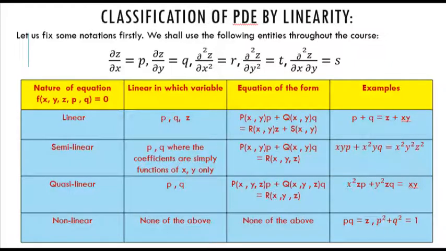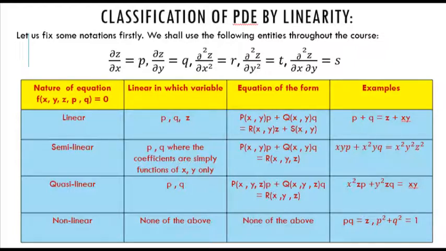So for example, p + q = z + xy is an example of a linear equation, where on the left side there is no presence of z, and on the right side there is a simple existence of z in the first component.